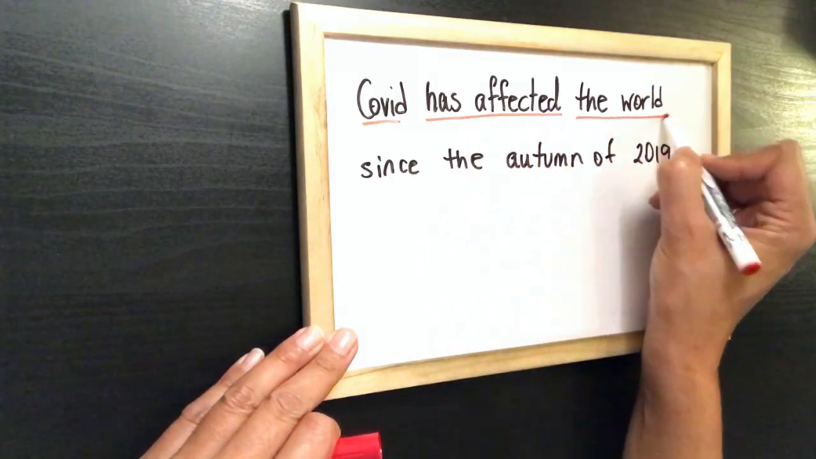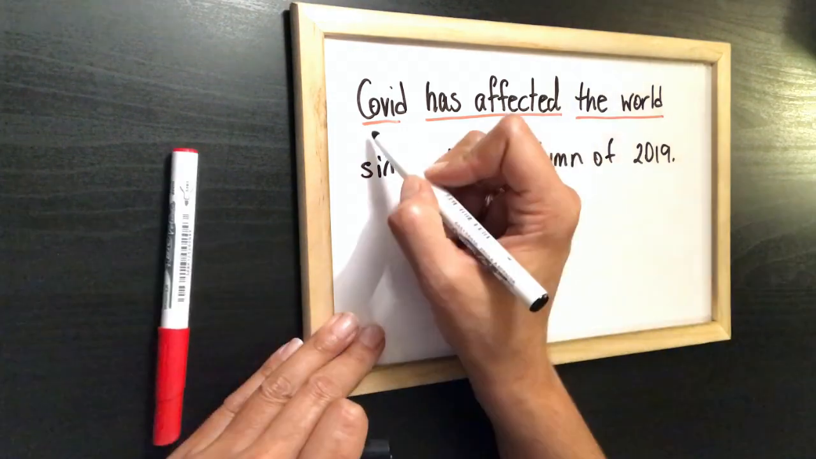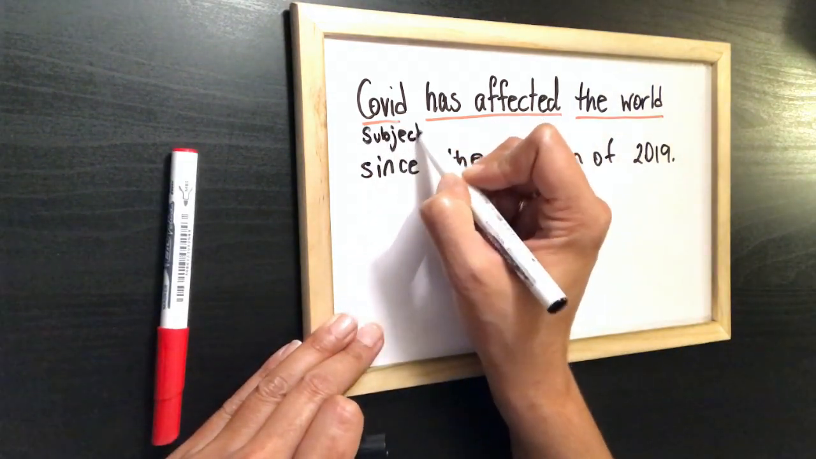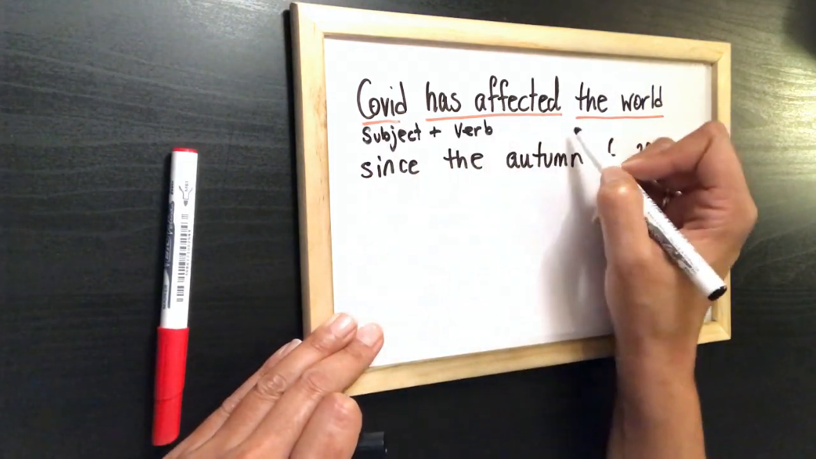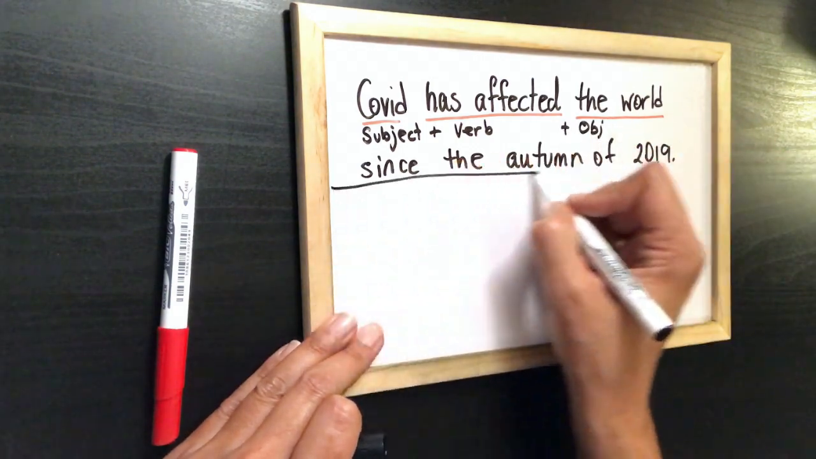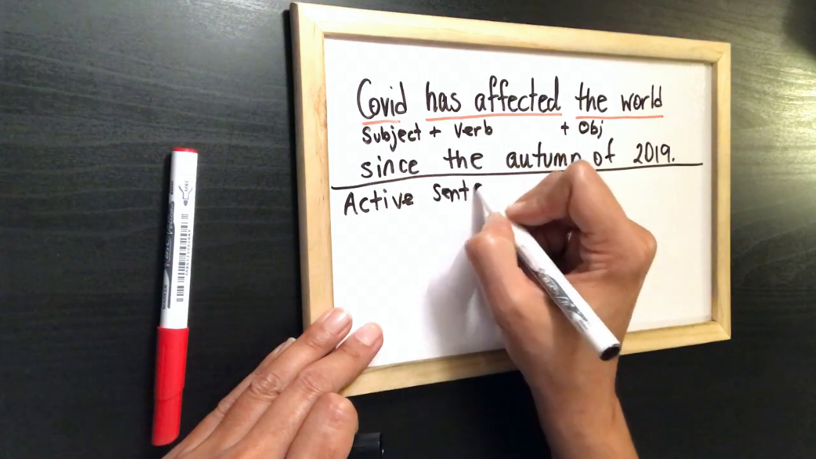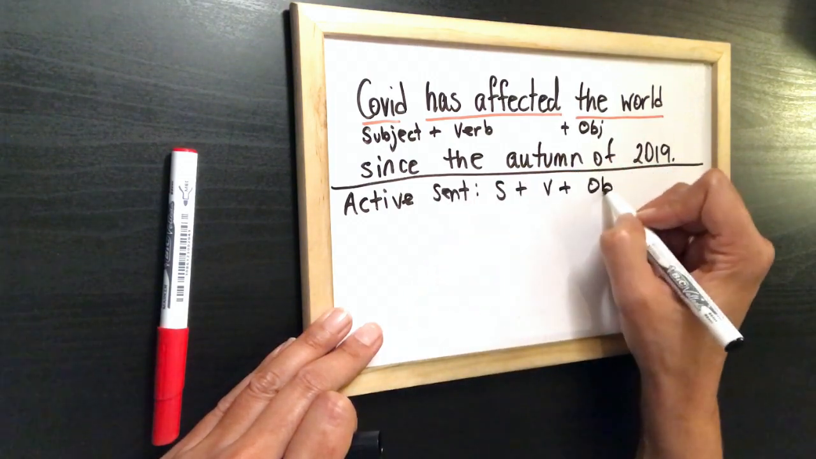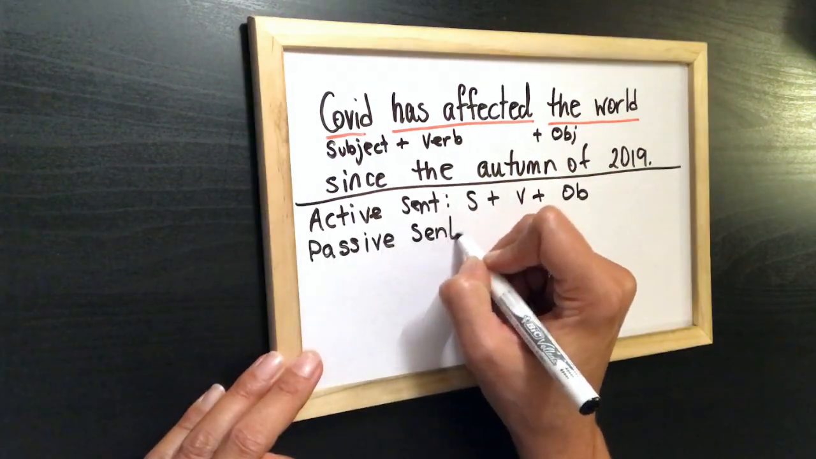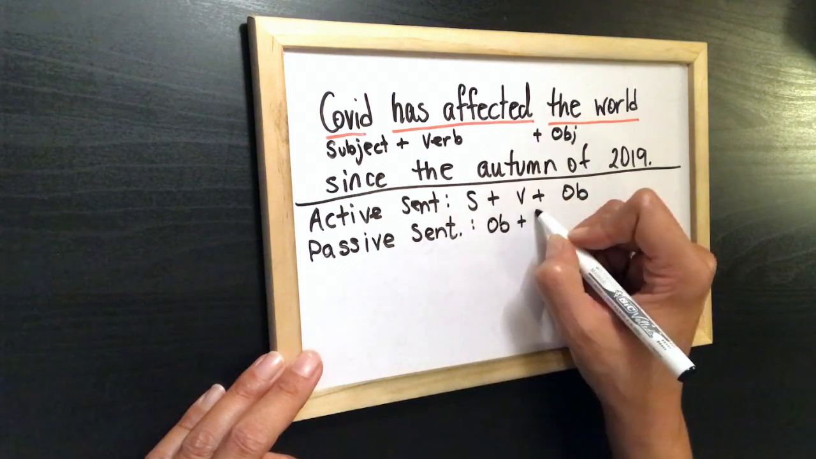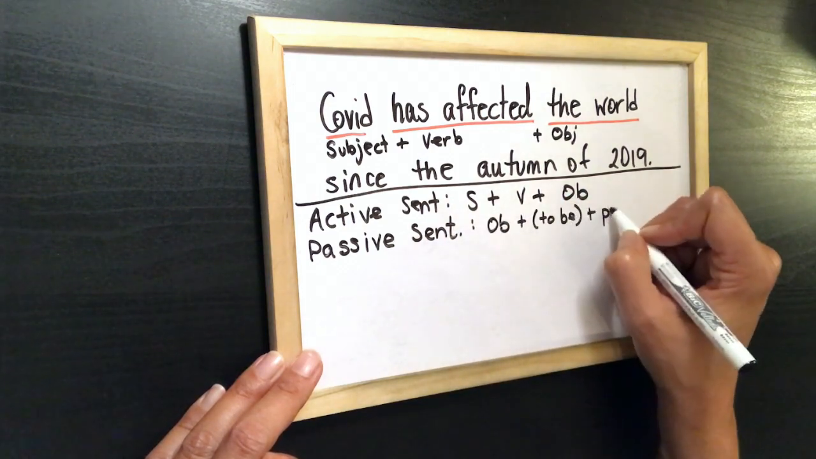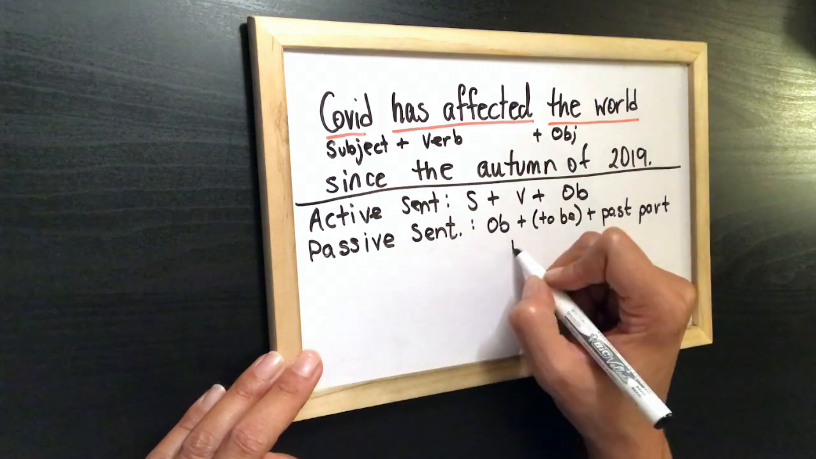So, again, we take the world, we put it into the subject position. The world, present perfect of the verb to be, has been. The world has been. Now we take the past participle of the verb affect, which is the main verb, affected. The world has been affected by COVID since the autumn of 2019. I leave in here by COVID.